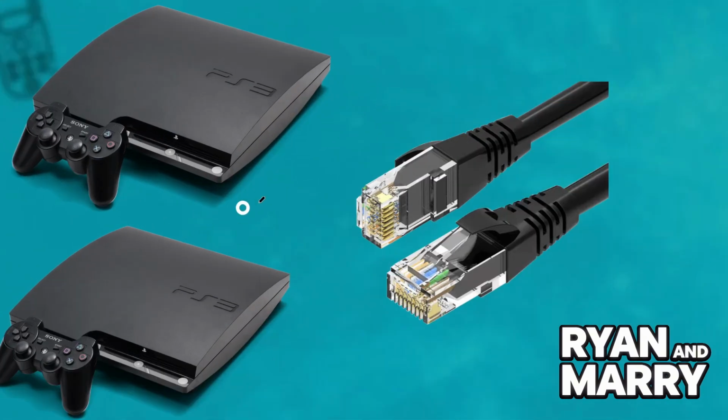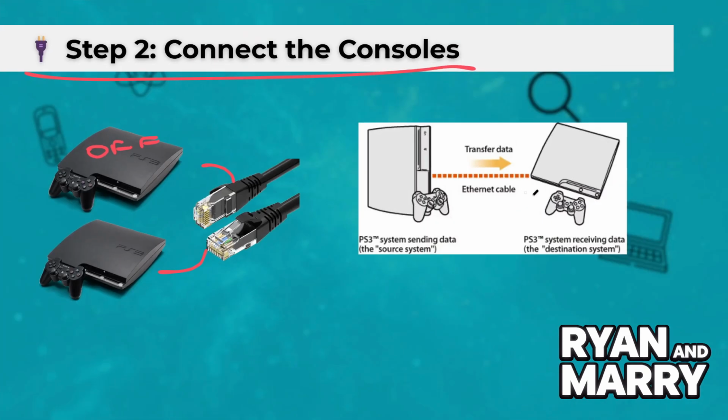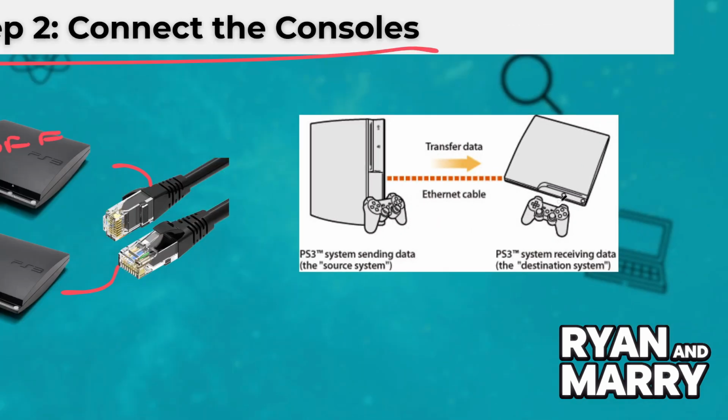Step 2. Connect the consoles. Turn off both PS3 systems. Connect them directly using the internet cable. Then, connect each console to different video inputs on your TV to switch between them easily.